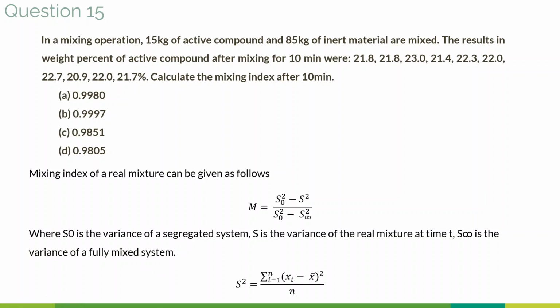And S² can be calculated as the summation of i equal to 1 to n, where small n is the number of samples that you have taken. That is, here we have taken 10 different samples, so n will be equal to 10 here. Summation of i equal to 1 to n, (xi minus x bar) the whole square, divided by n. So we need to calculate S0², S², and S∞². We will first start by calculating S².